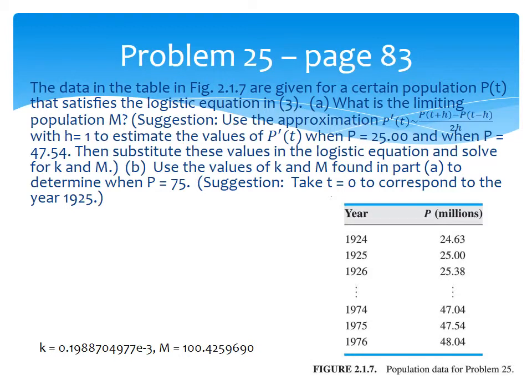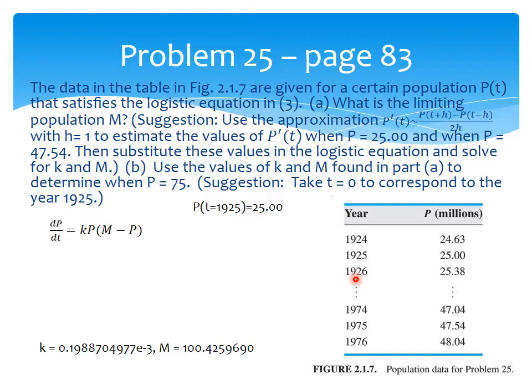Alright, so here's another population problem. What they're telling you is we have some data of population right here, and that this fits the logistic equation right here. The problem is we do not know M and K, and I need to find M and K. What I'm going to do is approximate the derivative by using the slope between two successive points. So for 1925, I know the population in 1924 and 1926, so I can calculate the derivative.